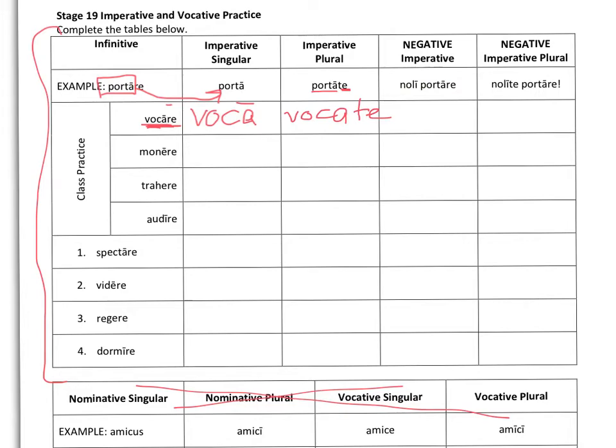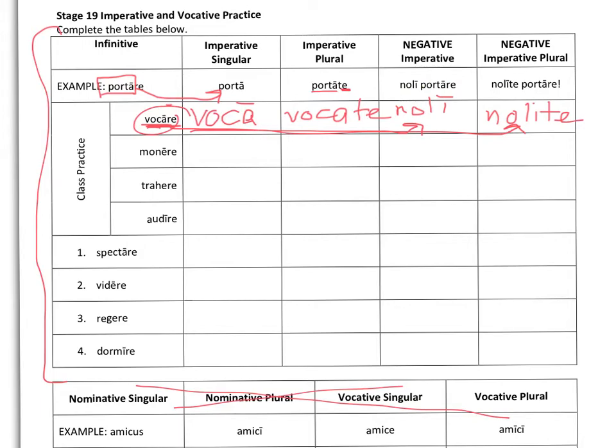for vocate. And if you want to tell somebody not to do something, it's noli plus the entire infinitive. Thus, it should be noli and this whole word vocare, which you're going to put there. To make it negative plural, you would say nolite, and then carry the infinitive vocare over here. So this one should be noli vocare and nolite vocare.